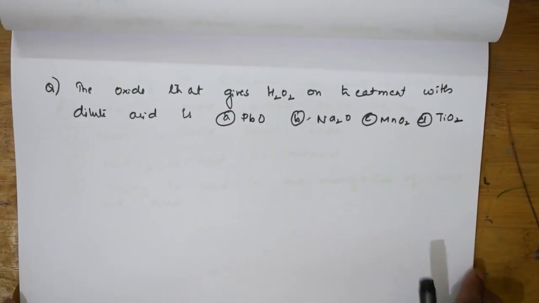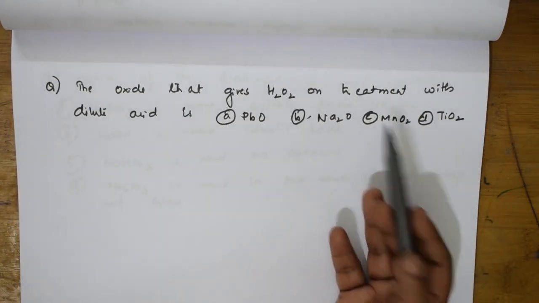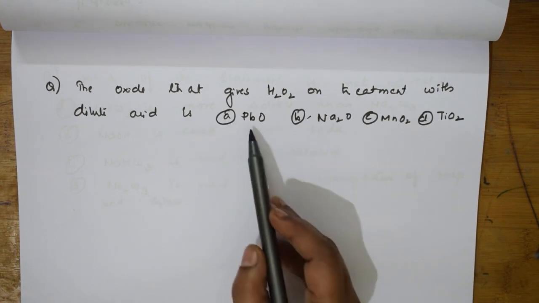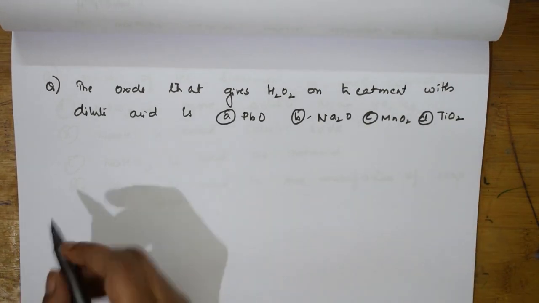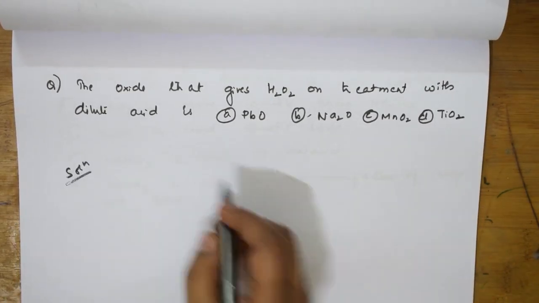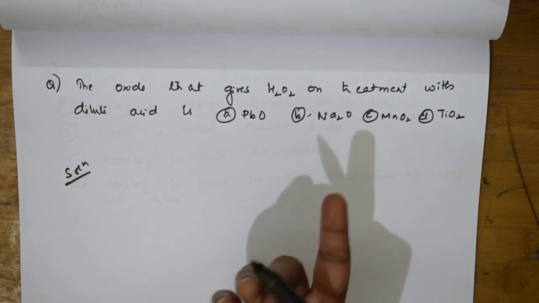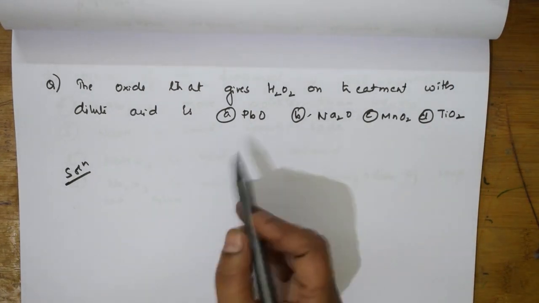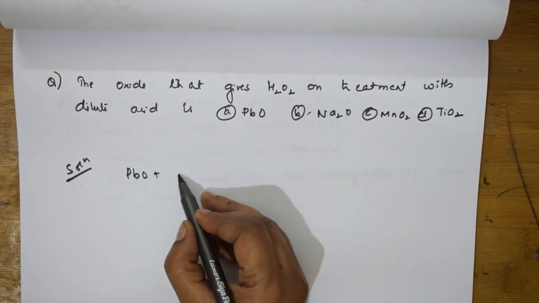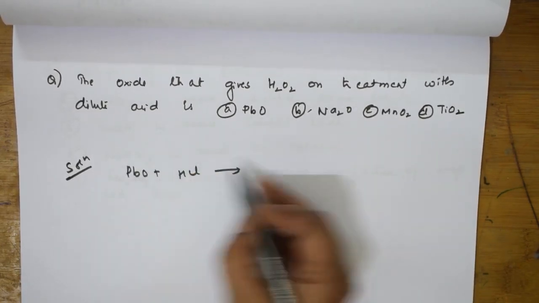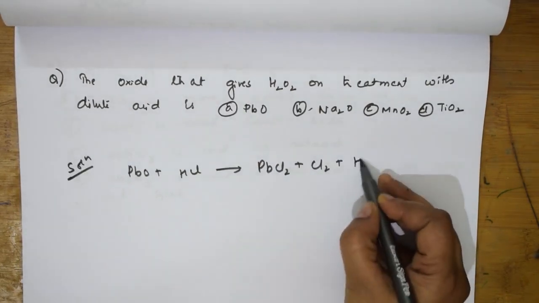So in this next question, what did they give me? The oxide that gives H2O2 on treatment with dilute acid is, they've given 4 oxides which gives H2O2. So for that you should know the reactions first. Let us write the reaction. So in this particular thing, let us see. PbO, first one, reacts with dilute acid means you can pick up HCl. Then what will happen? It will become PbCl2 plus Cl2 and water.